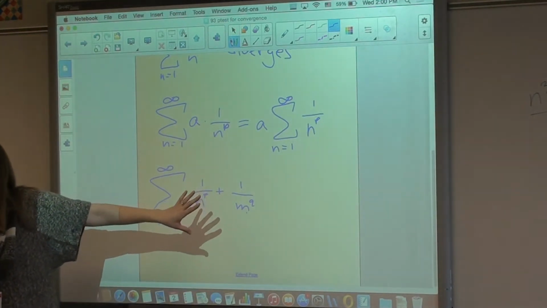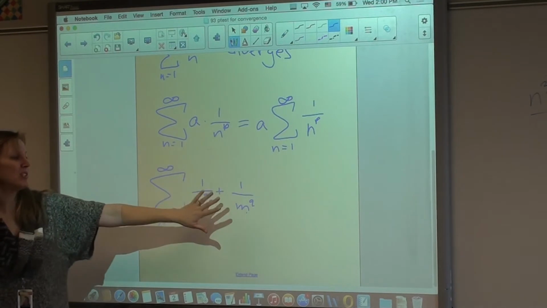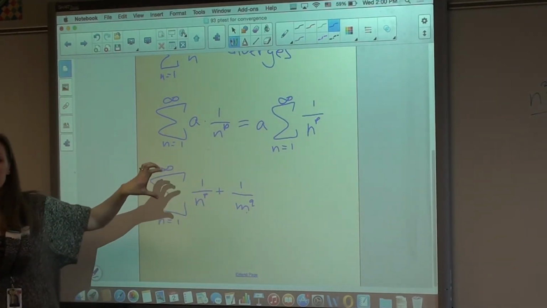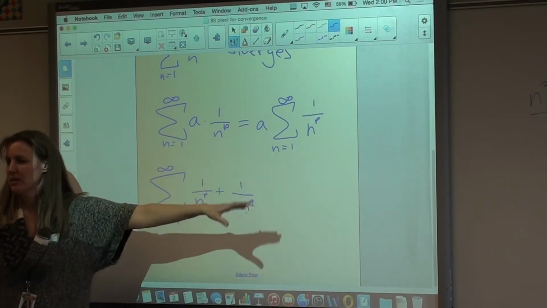Alright, so if you have a sum of sums or a sum of differences, you can split this into 2 separate sums.